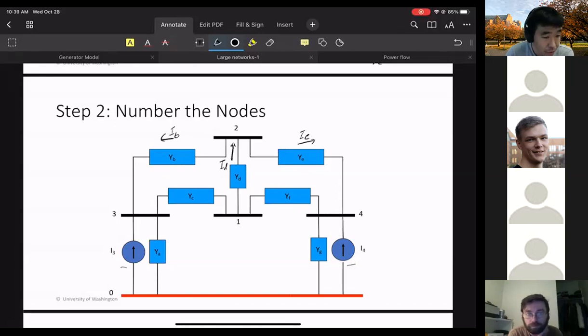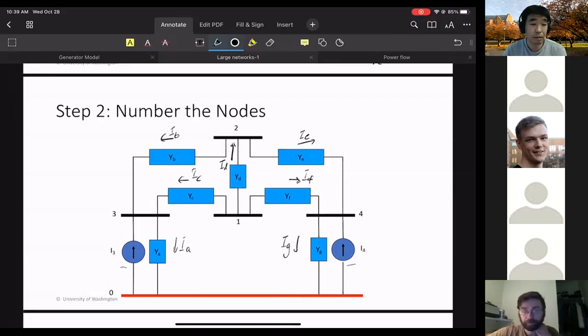Okay, so we have all these different current flows. This is IG. This is IA. This is IC. This is IF.